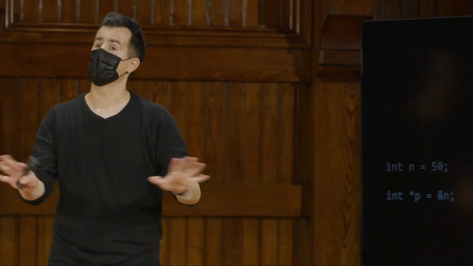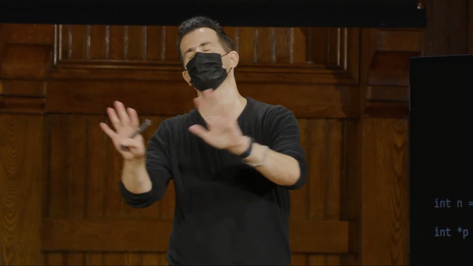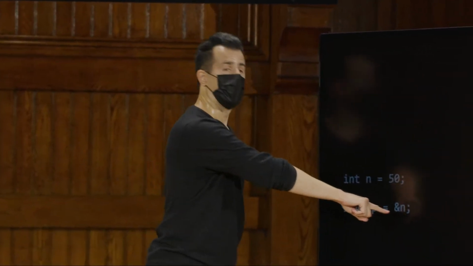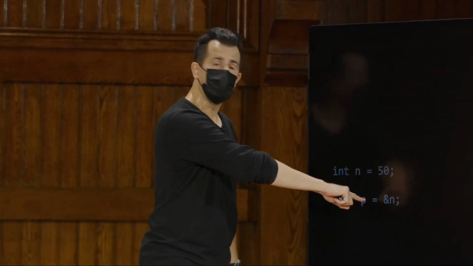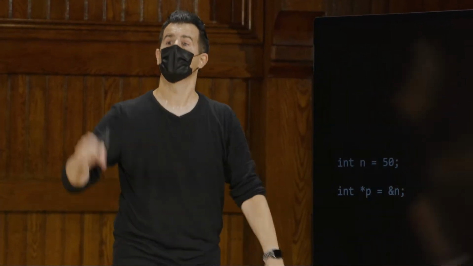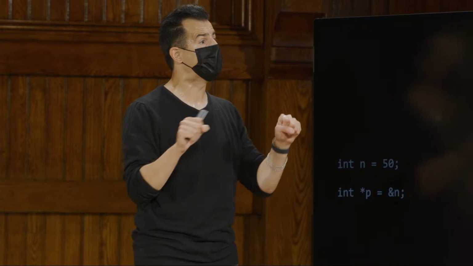And the star just tells the computer, this is not an integer per se. This is the address of something. That yes is an int, but we're just being more precise. So on the right-hand side, you have the address of operator. As always, with the equal sign, you copy from right to left. Because ampersand n is by definition the address of something, you have to store it in a pointer.